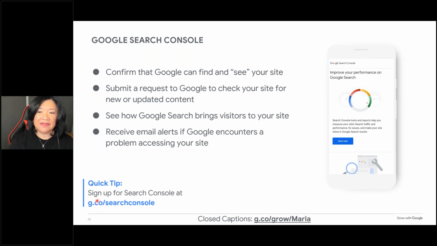So look at the bottom left-hand corner here. You can go to g.co/searchconsole. And this is where you can confirm you're the owner. You can make sure that Google knows what pages to see, what not to see. It will tell you if your site is mobile friendly or mobile responsive. It will let you know if there's any issues. So while Google Analytics tells you how people behave on your site, Google Search Console tells you the health of your site and what search engines are seeing about your site.